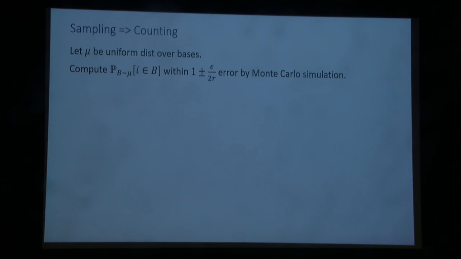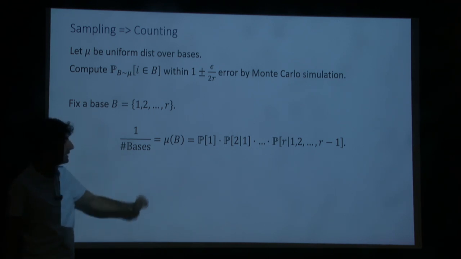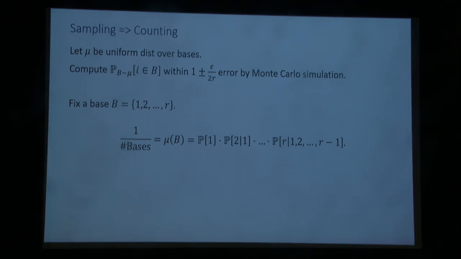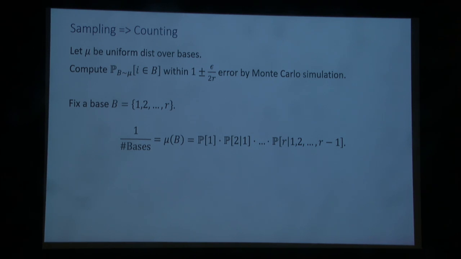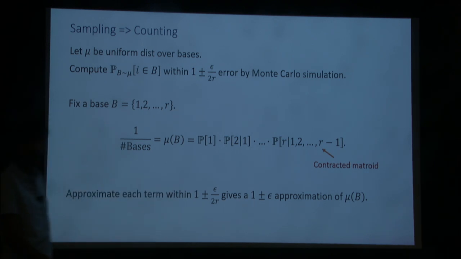You can use laws of large numbers or strong concentration bounds to estimate this very well. Now, once you have this, you fix a base B. What is the probability of B? It's just 1 over the number of bases, because I have a uniform distribution. On the other hand, say B is 1 to r, this probability is just probability of 1 times probability of 2 conditioned on 1, and so on. So I just need to estimate this product. Each of these terms is just a contracted matroid. If I can sample bases of any matroid, I can sample from all of these matroids, so I can estimate all of these quantities. I would suffer a loss of 1 plus epsilon over r each time, and altogether I would pay 1 plus epsilon to the r.